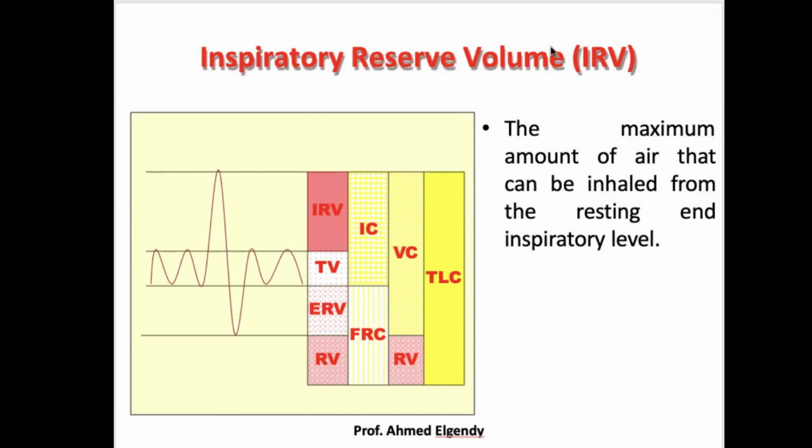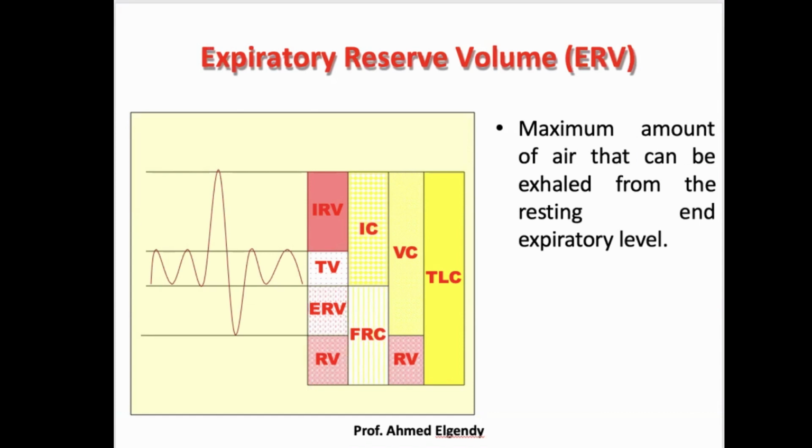Second one, IRV, inspiratory reserve volume. This is the inspiratory reserve volume, IRV. So maximum amount of air that can be inhaled from the resting end of the inspiratory level. So from here up to this is the IRV. What is ERV? You see, ERV. So maximum amount of air that can be exhaled after normal tidal expiration. So this is the ERV.